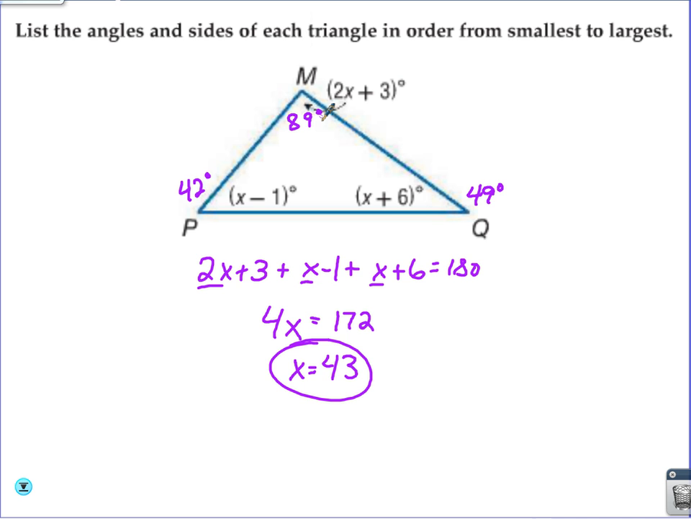Our sides in order, that's what we're more concerned with. Since this is the smallest angle, Zoe, what's the smallest side? Perfect. Zoe, go ahead and finish the rest for me. Since 49 is my middle angle, what's going to be the middle side? Perfect. And my largest side obviously would be PQ. Any questions?